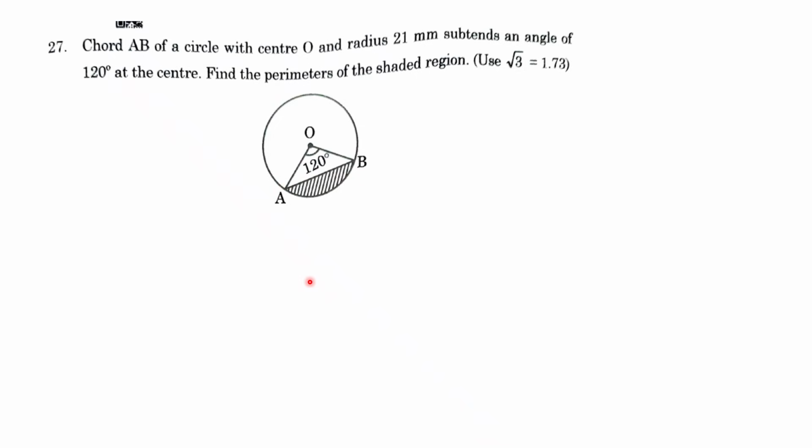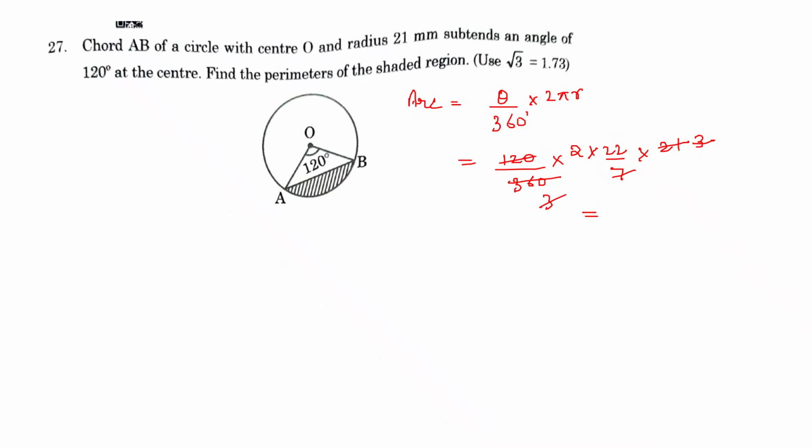So we already know how to find the length of the arc. The formula for arc length is theta by 360 degrees into 2 pi r. So theta is 120, 120 divided by 360 into 2 into 22 by 7 into radius 21. So 7 times 3, 120 times 3 is 360, 3 and 3 cancel. So arc length is 44 millimeters.